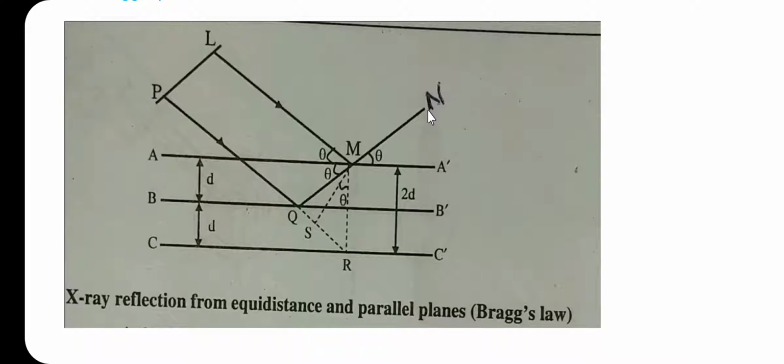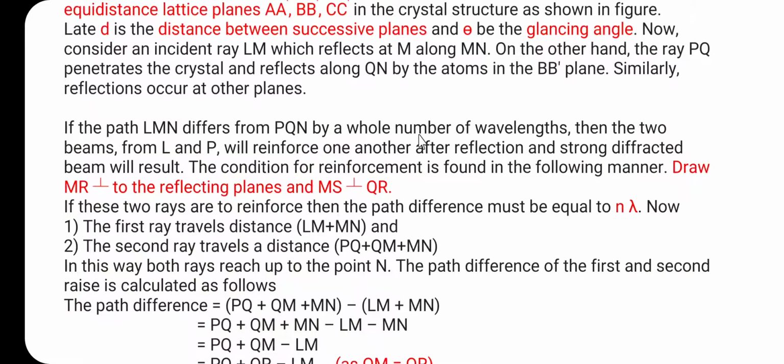Then the path difference of the first and second ray is calculated as follows. First of all, we have to find out the path difference. The first ray LM and the second ray PQ both finally reach N, and their path difference can be found by the following method. So let us find out the path difference.